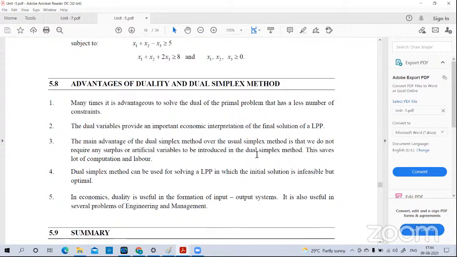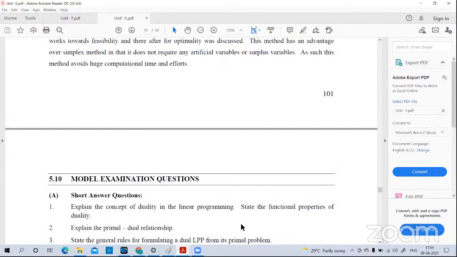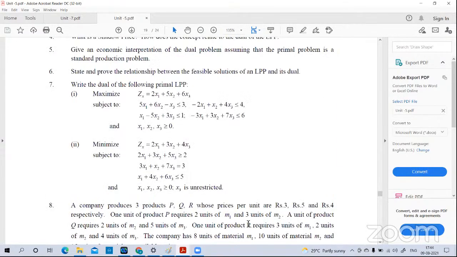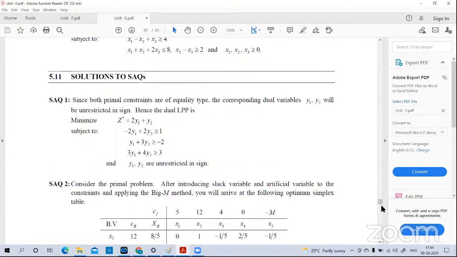And in economics, duality is useful for the formulation of input and output systems. It is also useful in several problems of engineering management. This is the overall idea. This is the total theory part about the linear program, dual to the linear problem, or primal to the dual problem.